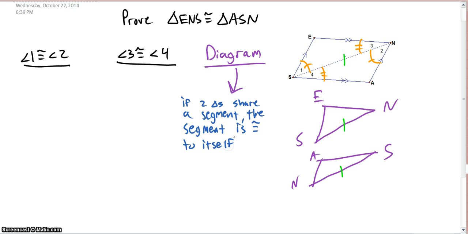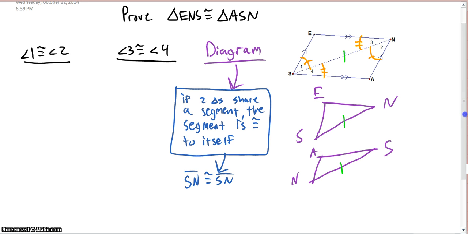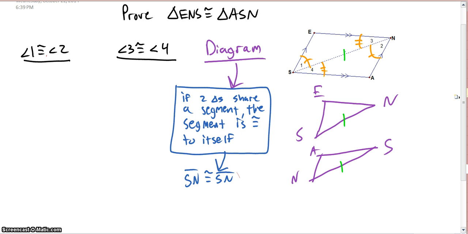So just as a diagram went into this box, and this is a general property inside the box, I need a specific statement coming out of the box. So the segment that is congruent to itself would be SN is congruent to SN. Now if I evaluate where I'm at, it looks as though I've got an angle, I've got a side, and I've got an angle. So this looks like I'm ready to prove these triangles congruent by ASA.